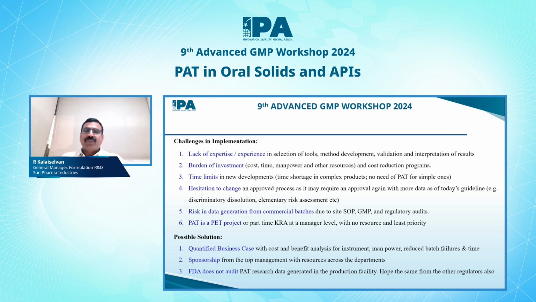A possible solution can be a quantified business case. We can have a cost and benefit analysis for the instrument and manpower which we spend, and also the benefit we get from saving the batch, avoiding batch failure, and time saving. Then we should get sponsorship from the top management. FDA doesn't audit the data generated at the manufacturing site for research purposes. That is clearly mentioned in the FDA guideline. So we hope the same from other regulatory agencies also.